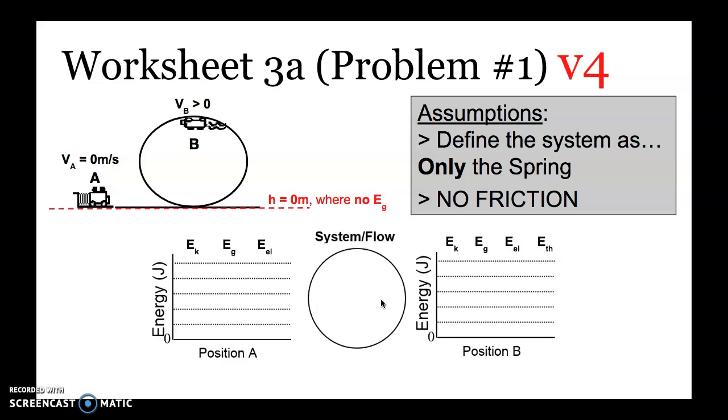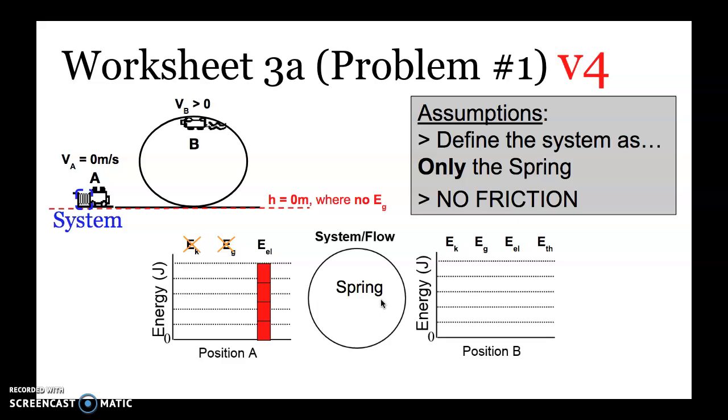Okay, let's look at the flip side of that. What if we look at it from the spring's perspective, leaving the cart and the track and the earth out of it? Well, for that system, we ask ourselves those questions. Is there anything moving? No. Anything above the ground? No. Anything stretched or compressed? Absolutely.